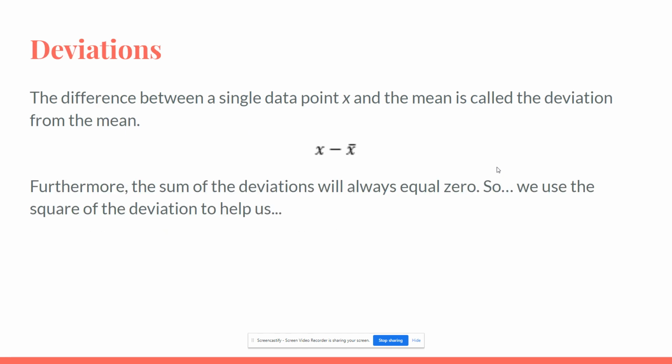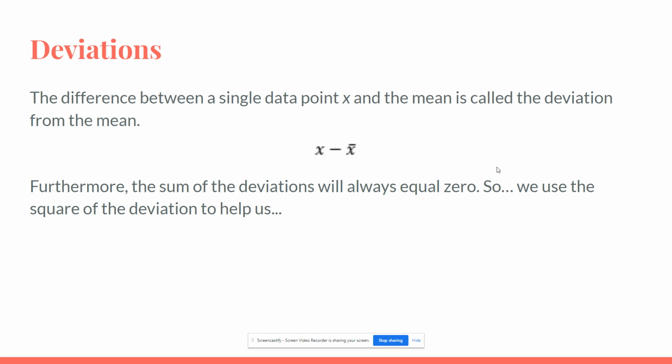Okay, so deviations are what we're going to move to now. A deviation is the difference between a single data point, x, and the mean, which we know as x bar. This is called the deviation from the mean. So we ask, how far away is our data point from the average? That's our deviation. Furthermore, the sum of the deviations is always equal to 0. So you'll have a little to the left, a little to the right. That'll add and subtract to equal 0.